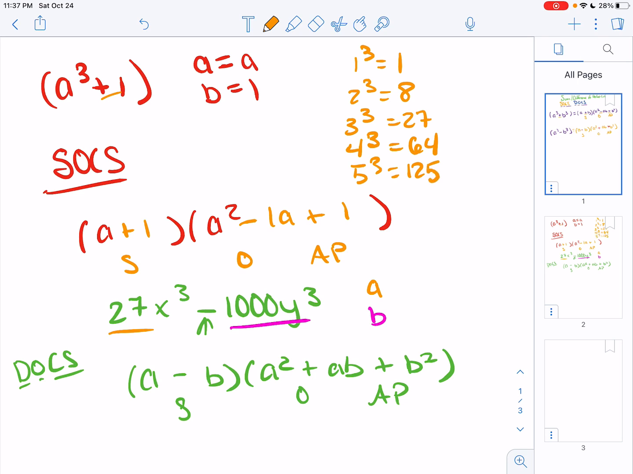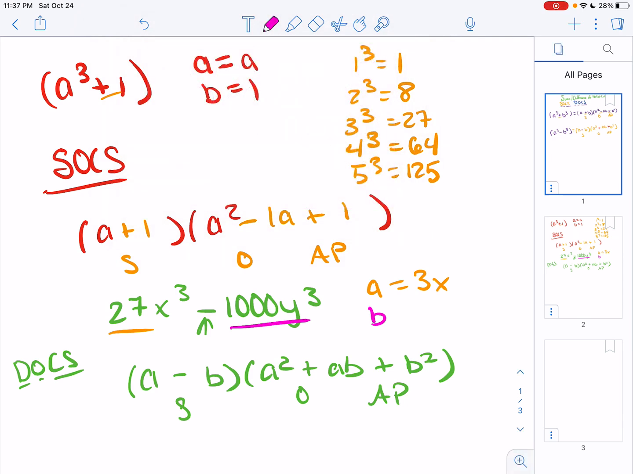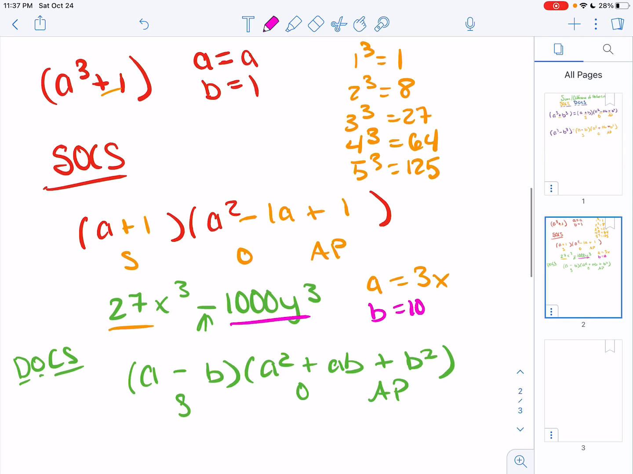Now we can see that the cubed root of 27 is 3. So a equals 3. The cubed root of x to the third is x. Now I have b. That will be the cubed root of 1,000, which is 10, because 10 times 10 times 10 is 1,000. And then the cubed root of y cubed is y. So now I have a and b.